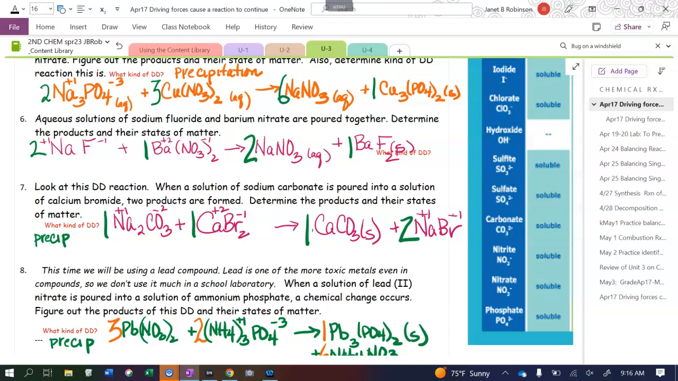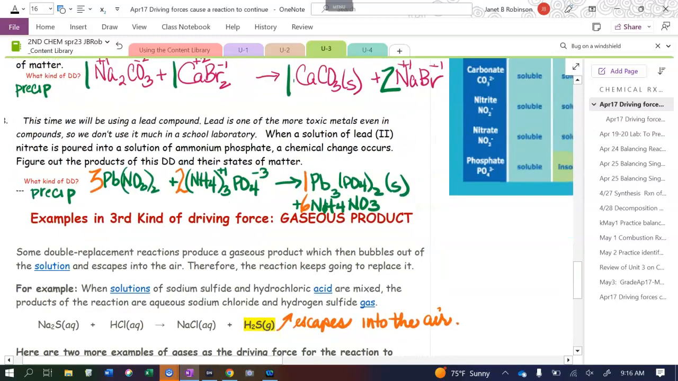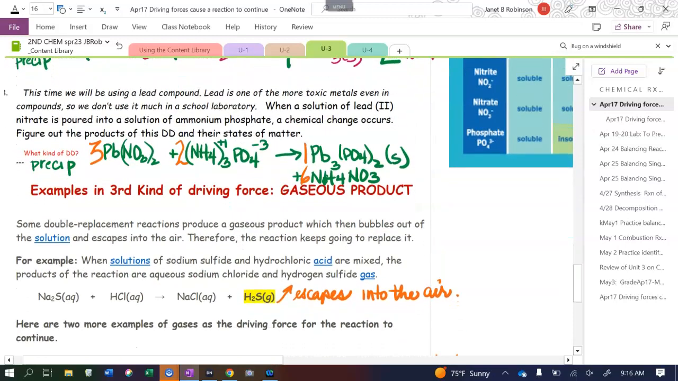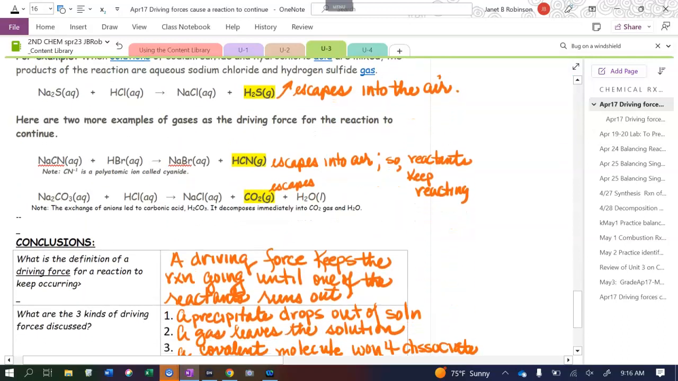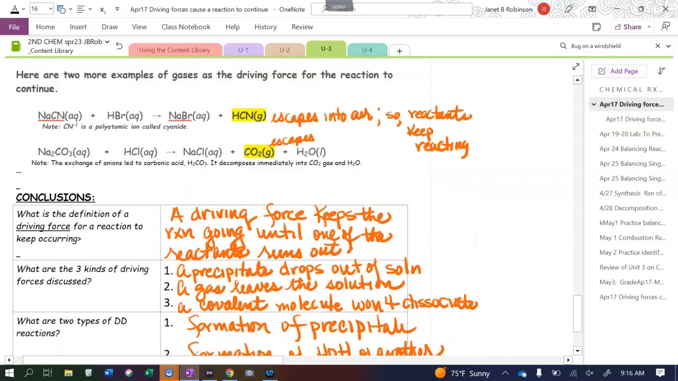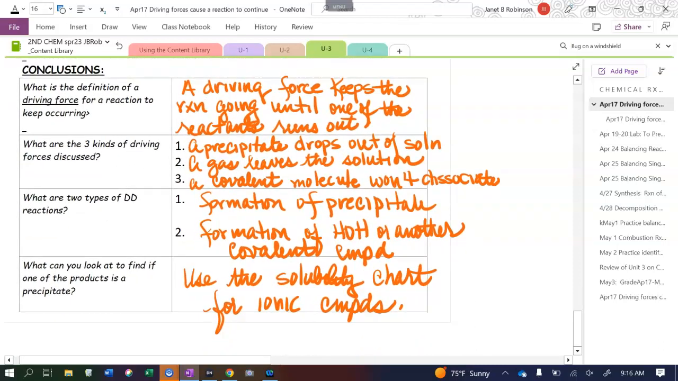So this is the driving force April 17th reaction. I went through and wrote these reactions and balanced them so you could see what I was talking about. Then we did those in class. And then finally, you answered these conclusion questions, but I didn't write them down, did I? Because you were writing them down.